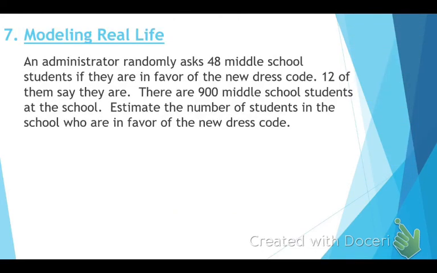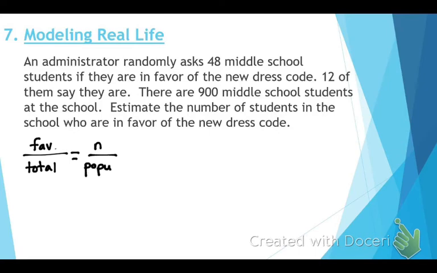All right, number 7. An administrator randomly asks 48 middle school students if they are in favor of the new dress code. 12 of them say they are. There are 900 middle school students at the school. Estimate the number of students in the school who are in favor of the new dress code. What formula do you think I'm using for this? Favorable divided by the total equals n divided by the population.